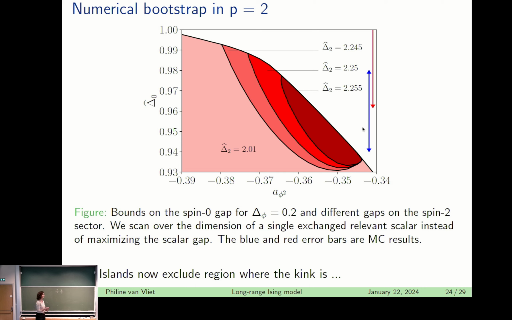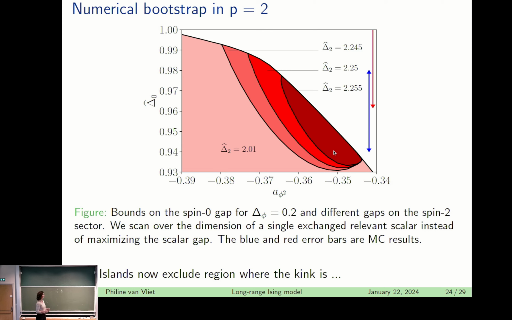We slightly changed our approach, and we also increased the gap in the spin2 sector to get more restraining bounds, and we now also are able to find a lower bound on this delta zero. So for these values of the spin2 gap, the allowed region of these parameters is really constrained in these islands.